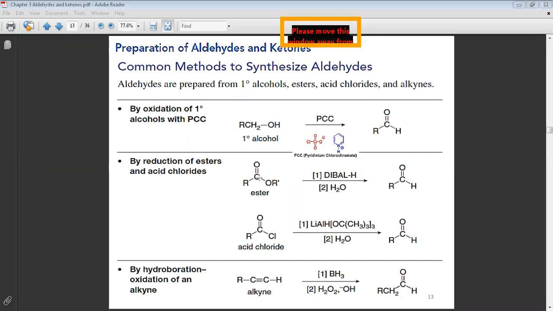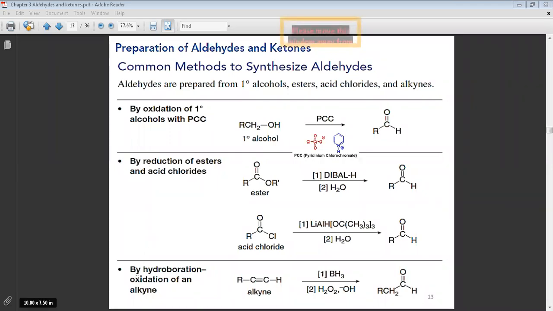Then it is done in two steps. Step number one, diisobutyl aluminum hydride. Step number two, hydrolysis with H2O to convert the ester to the aldehyde. From the acid chloride, by using this reagent, also a mild reagent, not very strong, step number two is hydrolysis with water to give you the aldehyde. I will give you the structures for these two reagents in the next slide. This is method number two, reduction.